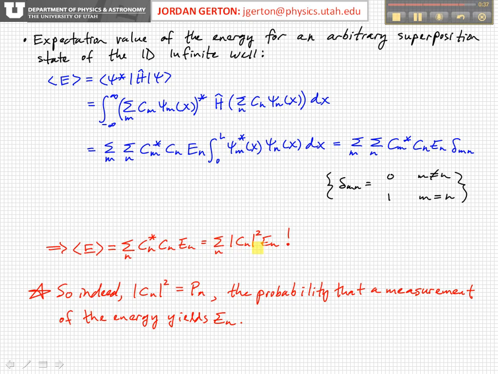And so what we have indeed shown with this, as I said that we would, is that these coefficients squared are equal to the probability that a measurement of the energy yields a particular value En. So if you do a sum over n of the probability of finding the wave function in a particular state, multiplied by the energy associated with that state, you get the average energy.